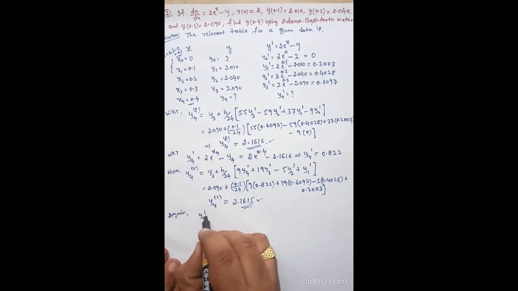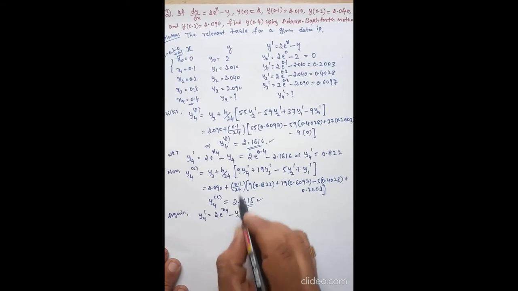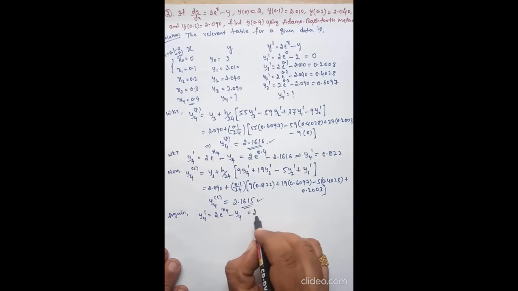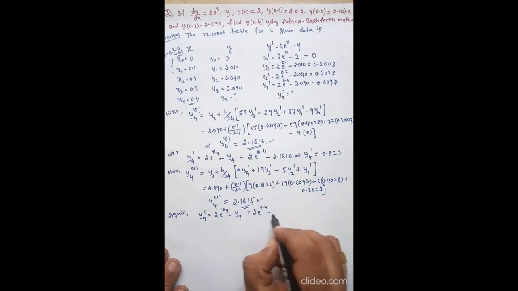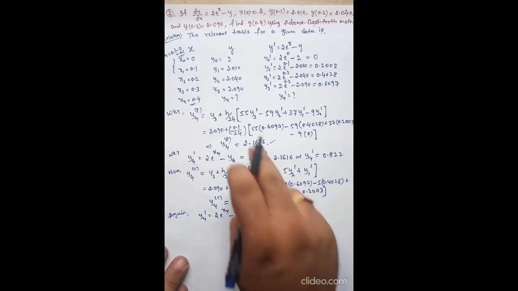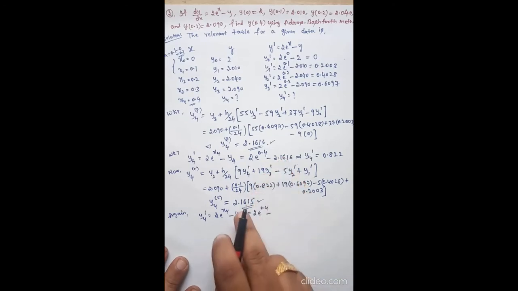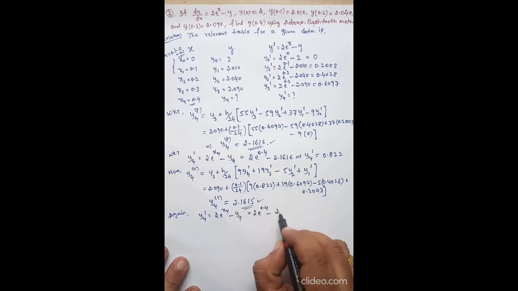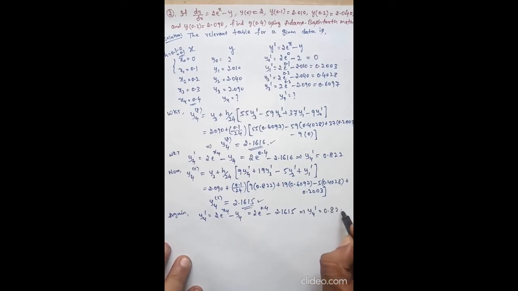y4 dash equals, the formula is 2e power x4 minus y4, the same thing. This is 2e power x4 is 0.4 minus y4. So earlier y4 we have substituted this value, you can observe. Now in place of this, I'll use corrector value 2.1615. So simplify this, you get y4 dash once again. So here we get 0.8221.